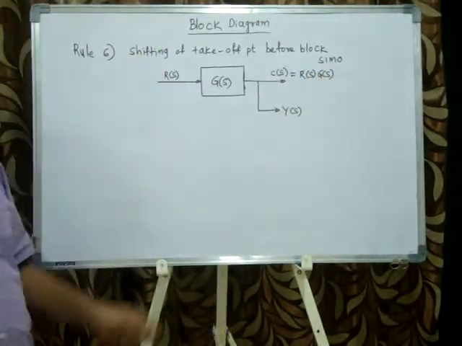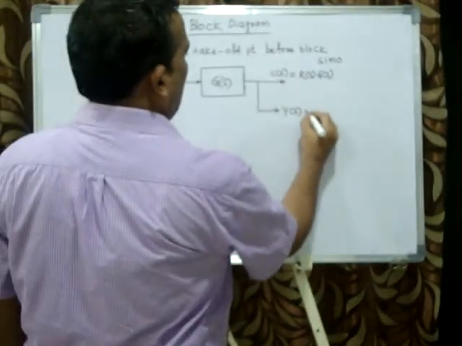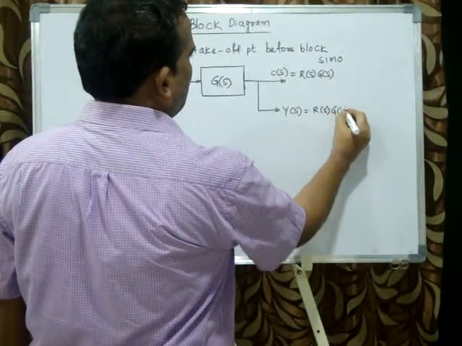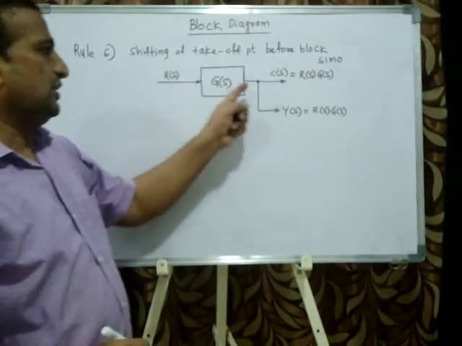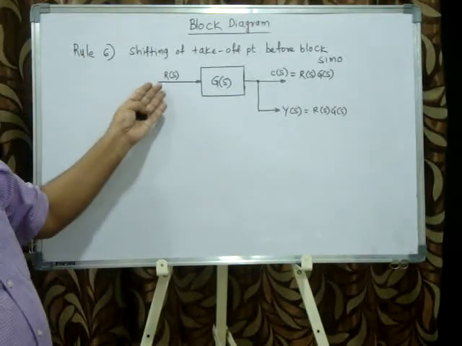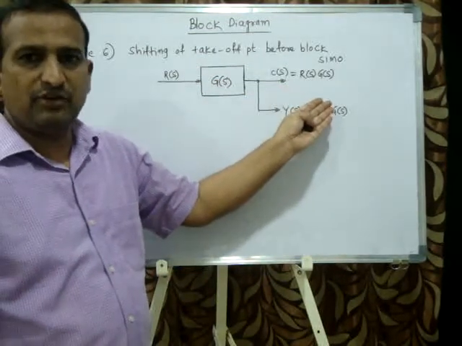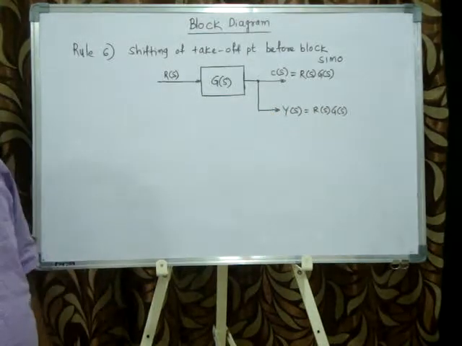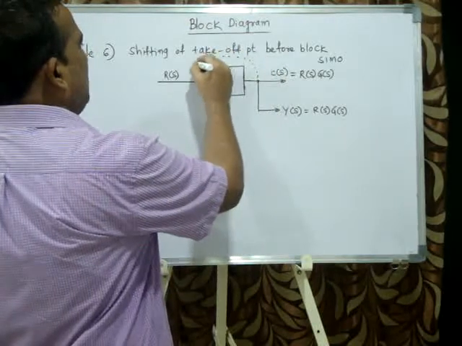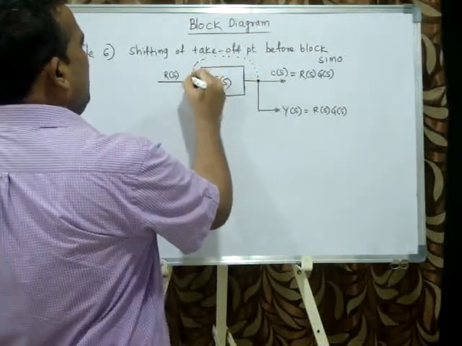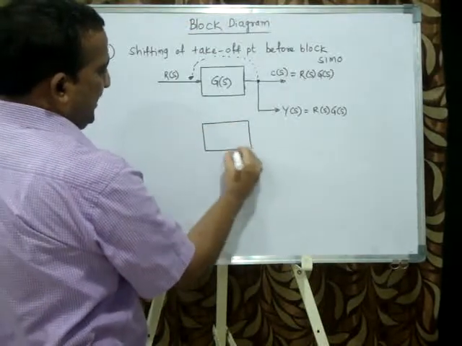And what is the Y of S? Same signal is available here. So Y of S equal to R of S into G of S. Suppose for some purpose there are two bathrooms. From both the bathrooms, suppose it is 30 degrees Celsius water, and suppose it is a heater, it heats it to whatever you are setting, for example 45 or 50 degrees Celsius. Due to lack of space, I want to shift this take-off point before the block.